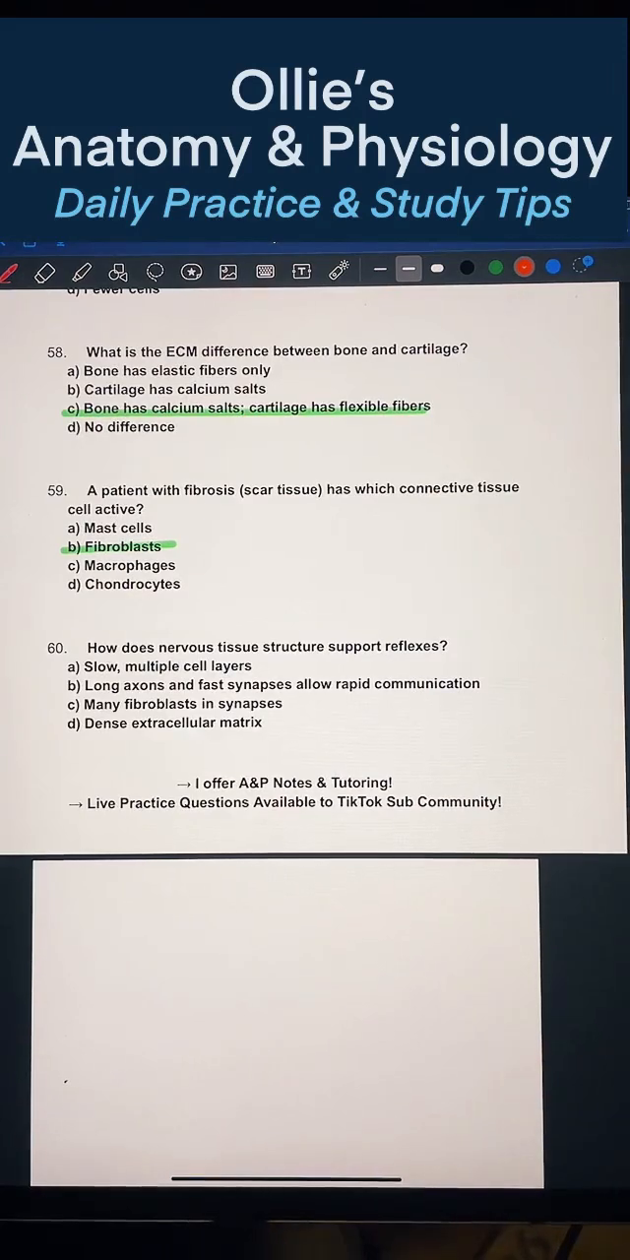Number 60, last question here, everybody. How does nervous tissue structure support reflexes, A, B, C, or D? A, B, C, or D? What do you guys think?